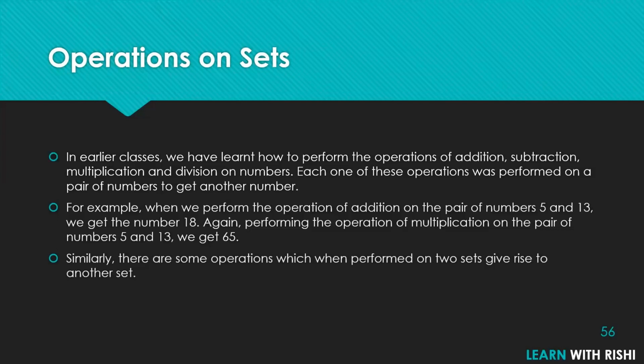Similarly, there are some operations which, when performed on two sets, give rise to another set. So for performing any operation on sets, we require a minimum of two sets, like we require two numbers to perform an operation on numbers. Now let us discuss which are the operations on sets.